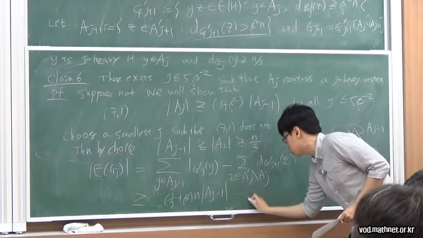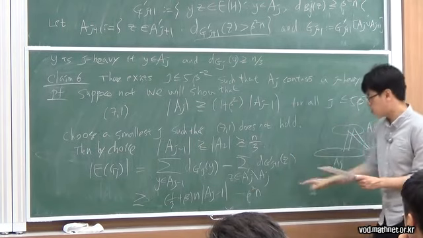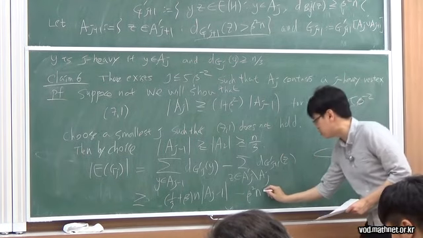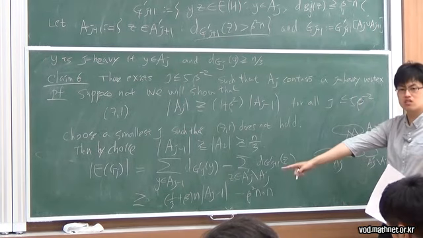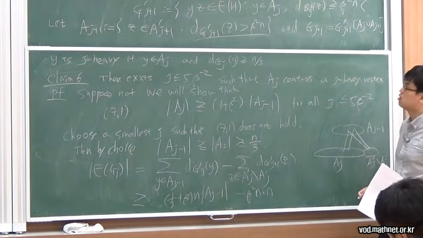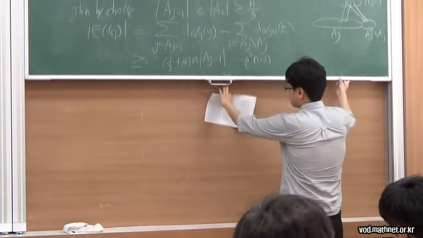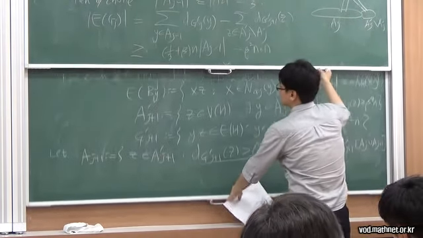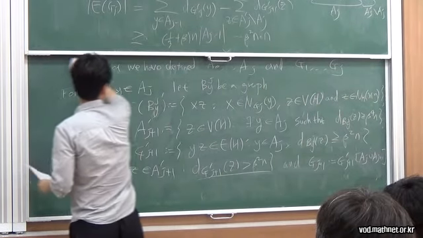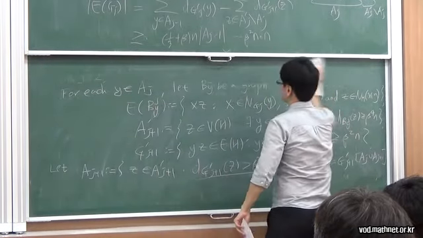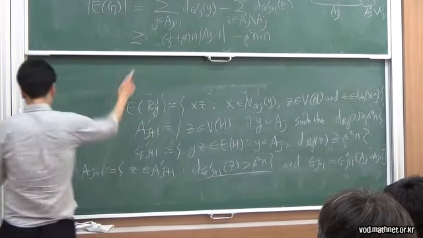So this is at most beta square n. And how many vertices have kicked out? At most n. So this is the lower bound. Then we have this lower bound.